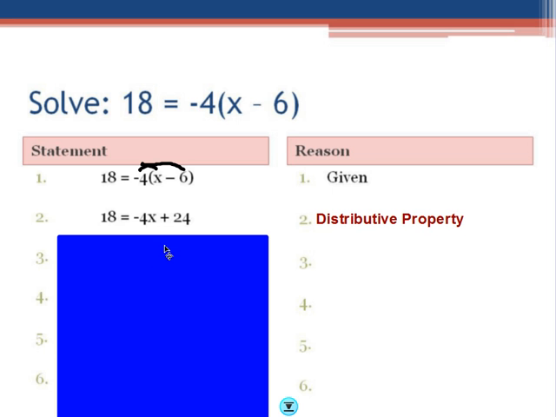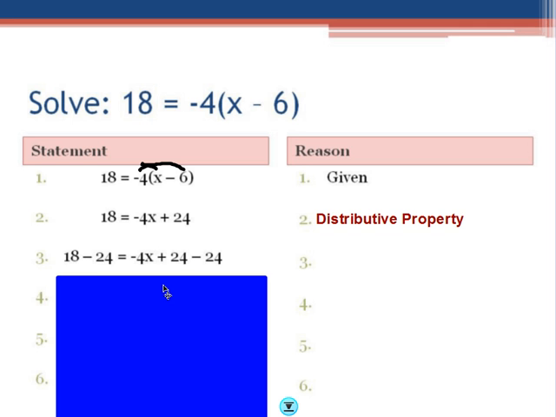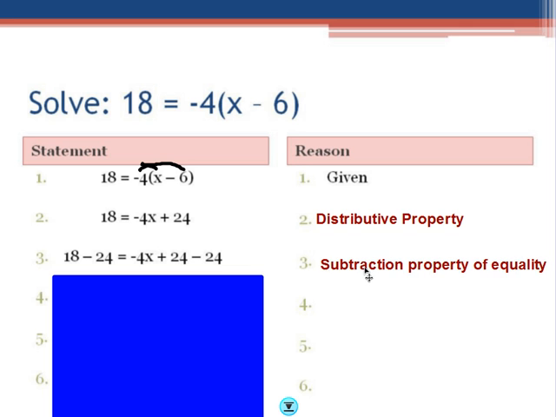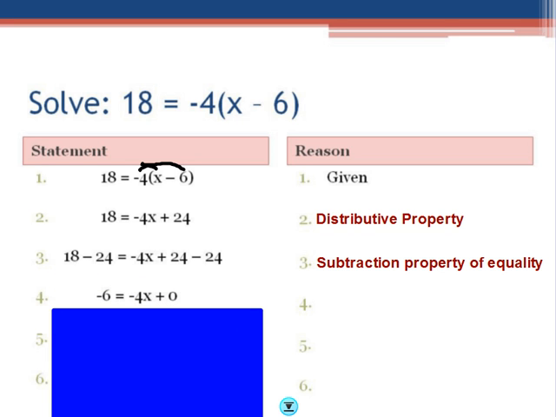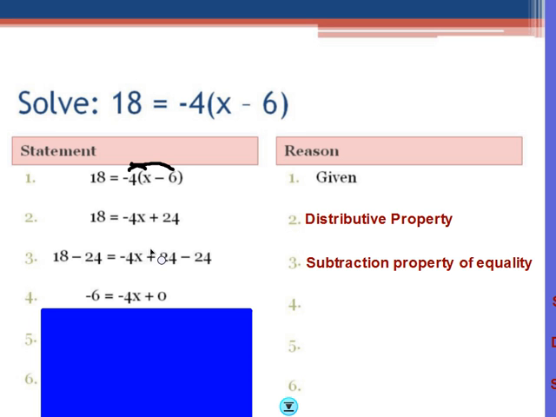Our next step would be to subtract 24 from both sides. So we're subtracting 4 over here, and we're subtracting 24 on the other side. So that's going to be our subtraction property of equality. Now, going from step 3 to step 4, we see on one side we have positive 24 minus 24. We know any number plus its opposite is going to give us 0. So that's our additive inverse.